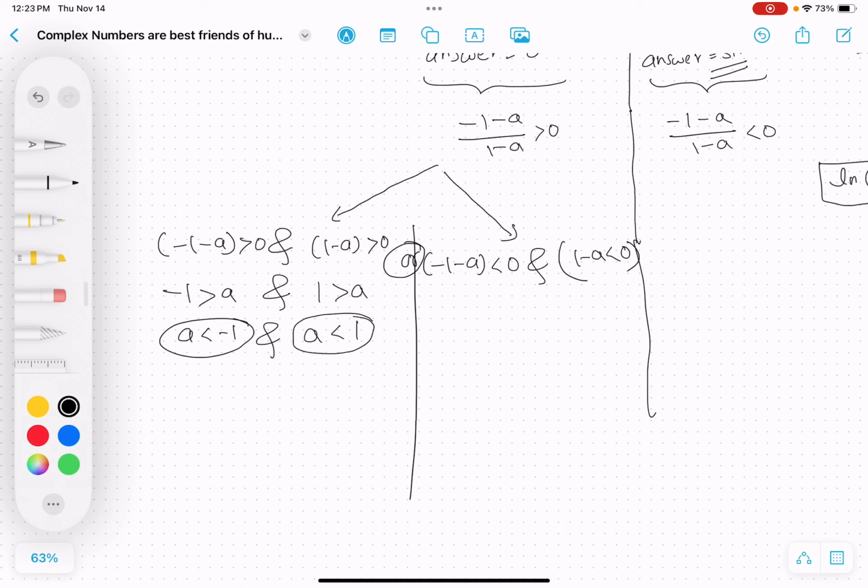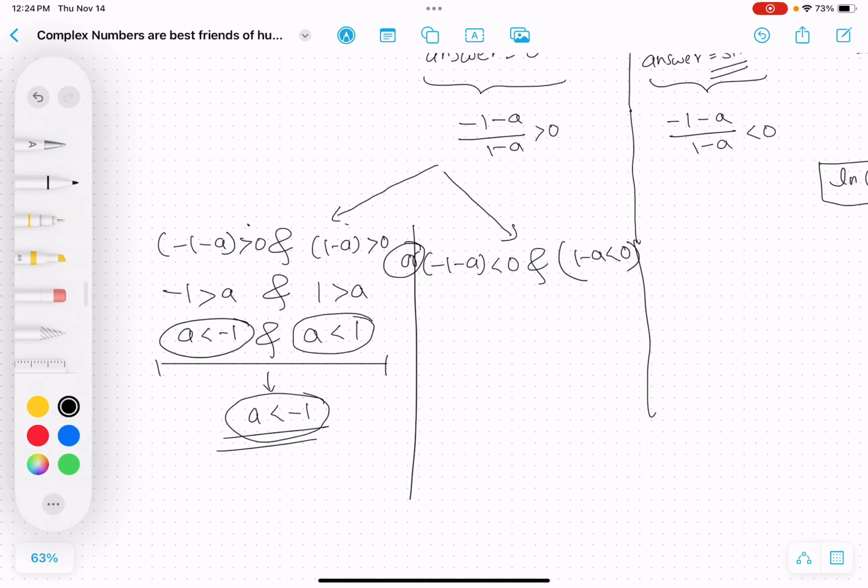So the first condition gives us this solution: a should be less than -1 and a should be less than 1. If both have to be true, then for both to be true, a should be less than -1. Because if a is 0, this is not true, since a is not less than -1. So the solution that this condition implies is that when a is less than -1, definitely both conditions are true and the fraction is positive. So we got a solution: a should be less than -1.